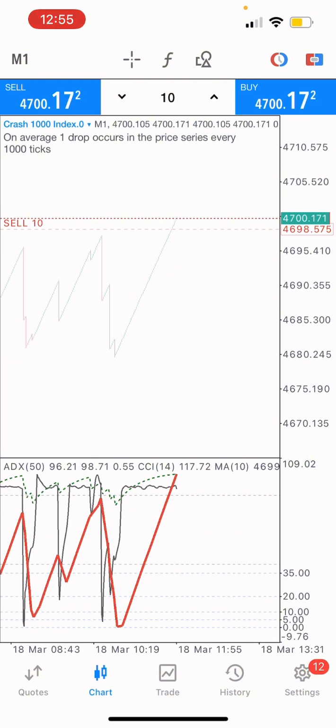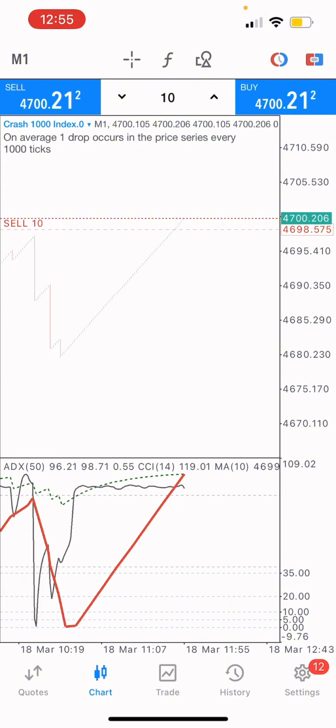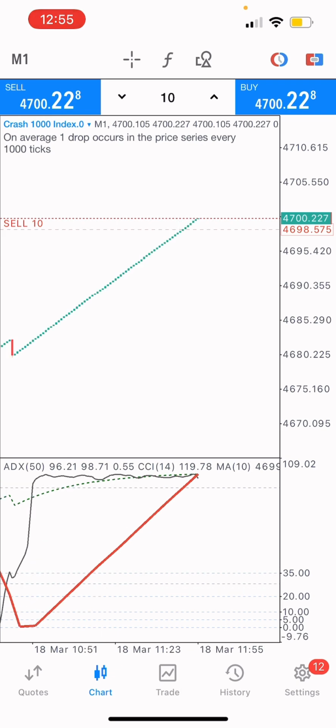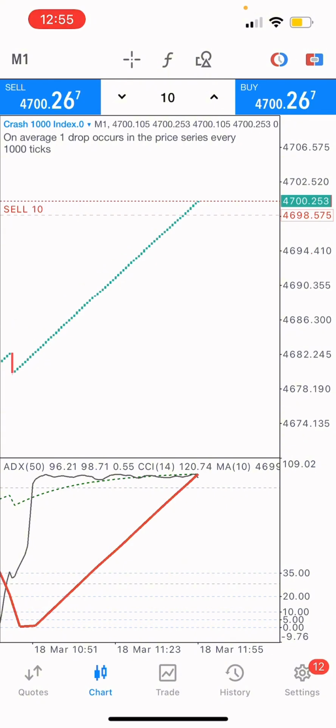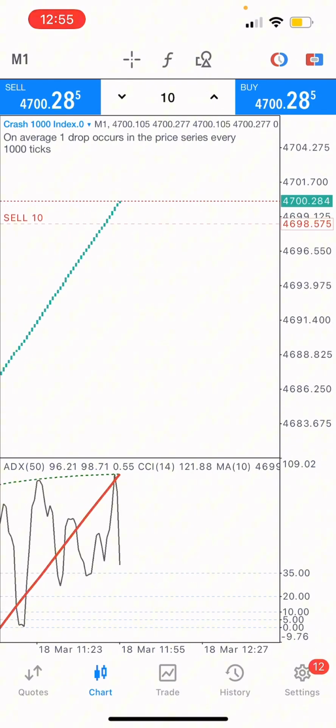So another question you guys normally ask is, what is the zoom level for this strategy? You can see the current zoom level. This is the first zoom level. If I pinch out, this is the second zoom level. I pinch again, this is the third zoom level, and this is what we are using for this strategy, right? Third zoom level.